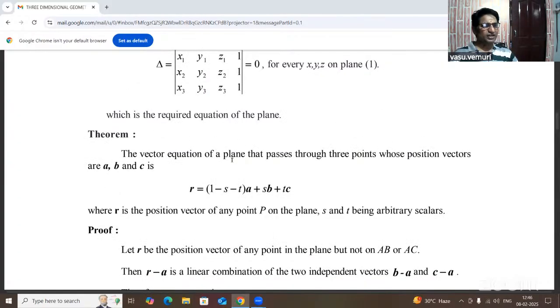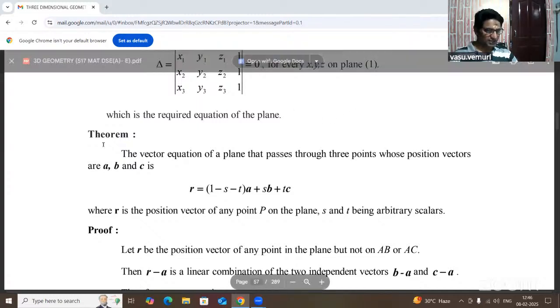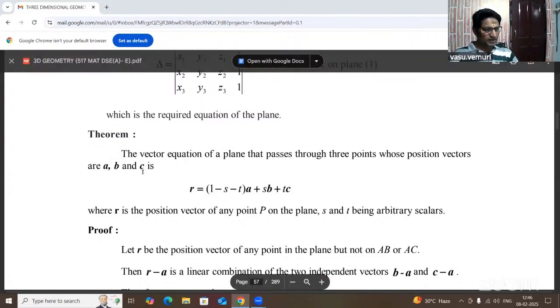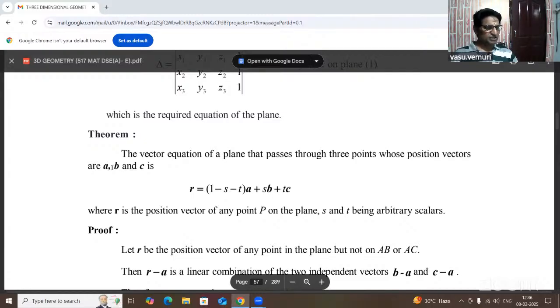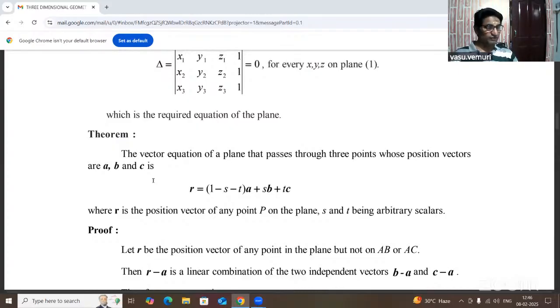What is the vector equation of a plane that passes through 3 points whose position vectors are small a, small b, small c? Already we have seen position vectors. Here a and b are 2 position vectors. One position vector is small r equal to p dot a. Here the 3 points are given, that is, the position vectors small a, small b, small c are given. So how do we form the vector equation? The vector equation is small r equal to 1 minus s minus small t of a.